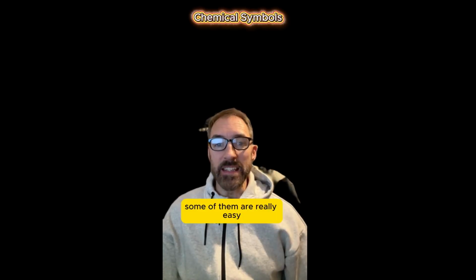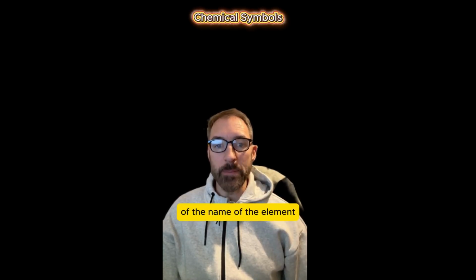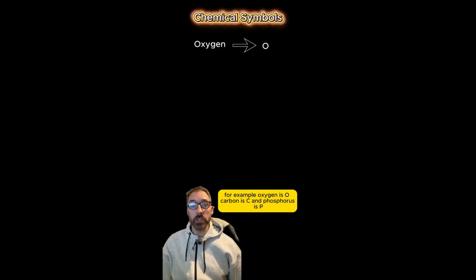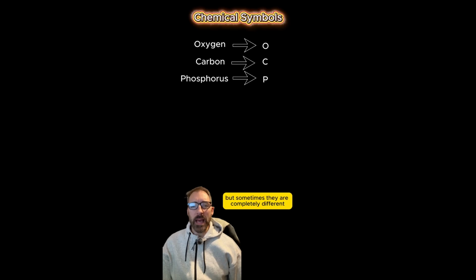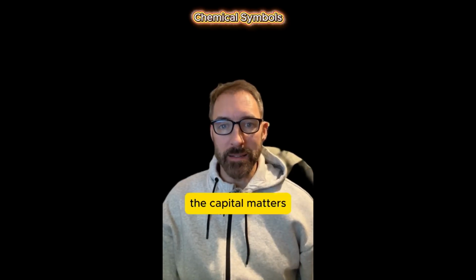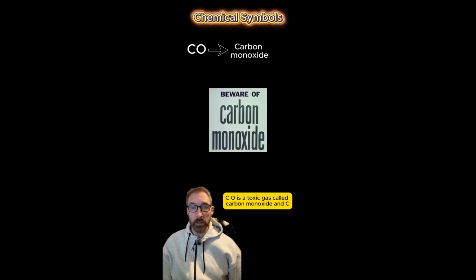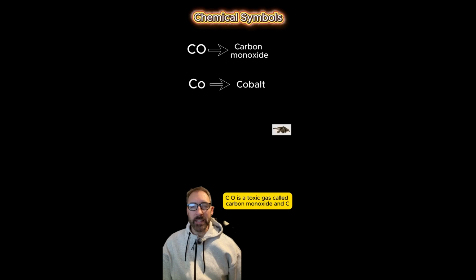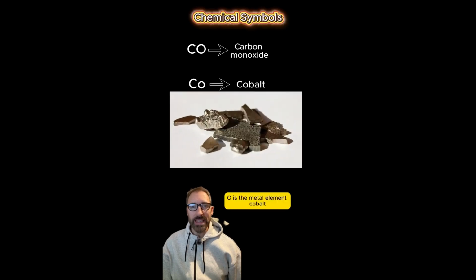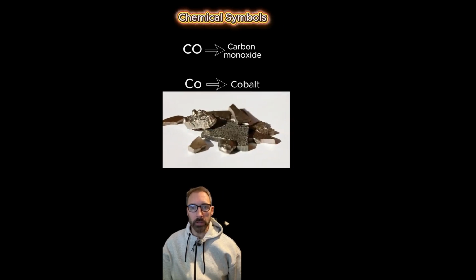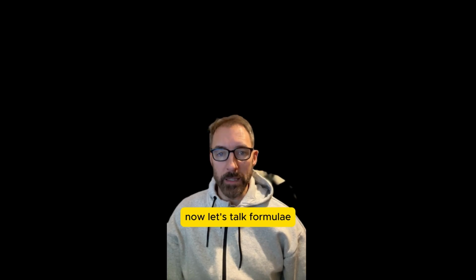Some of them are really easy because it's just the first letter of the name of that element. For example, oxygen is O, carbon is C, and phosphorus is P. But sometimes they are completely different. Sodium is Na, and potassium is K. The capital matters. Capital C, capital O is a toxic gas called carbon monoxide, and capital C, lowercase o is the metal element cobalt. Now let's talk formulae.